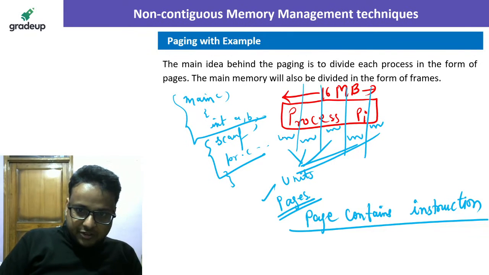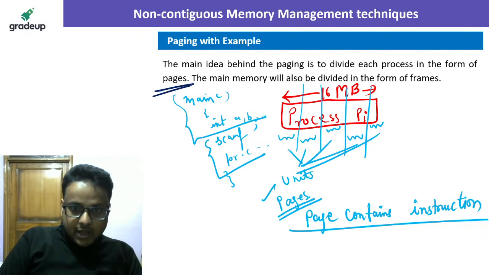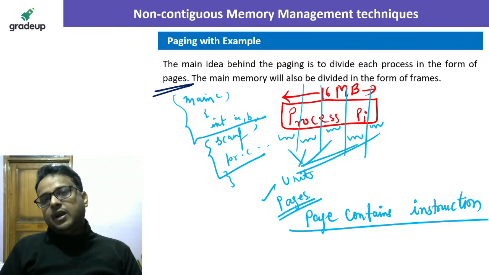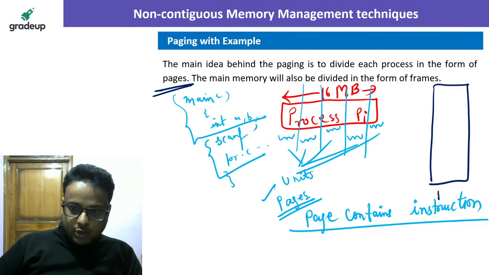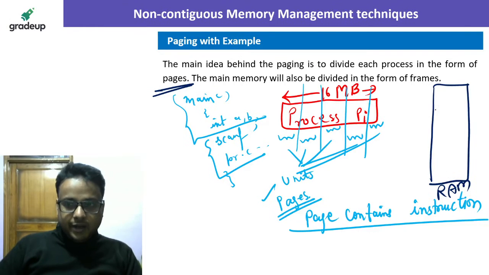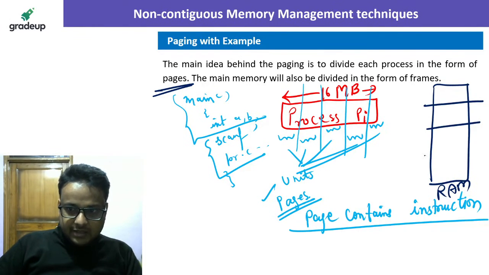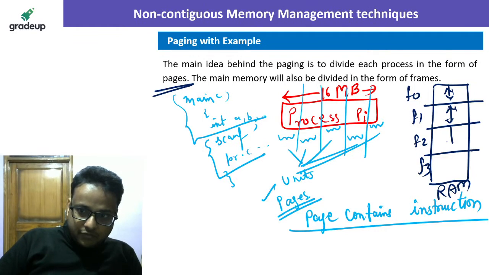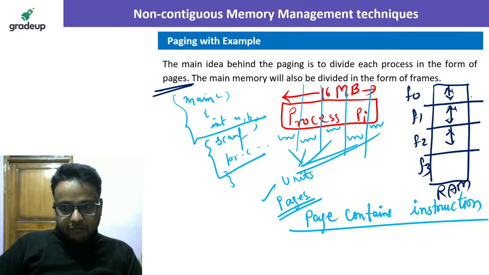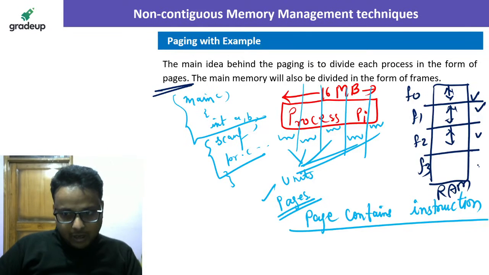So this process is divided into pages and main memory will also be divided now. ठीक है, अब when we will use the paging, so main memory means RAM. So basically suppose if you have a RAM, so RAM will be divided into units and these are known as frames. So ये हो गया frame 0, frame 1, frame 2 and frame 3. Okay, and please remember the size of all frames is equal. If it is 2 MB, ये भी 2 MB का होगा, 2 MB का, 2 MB.